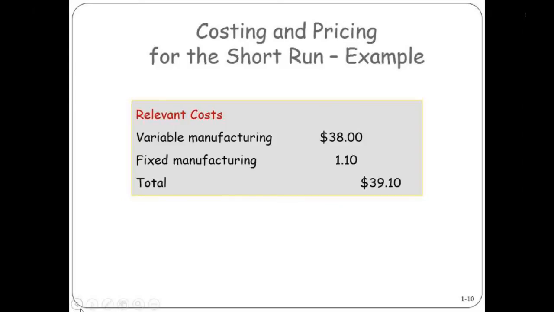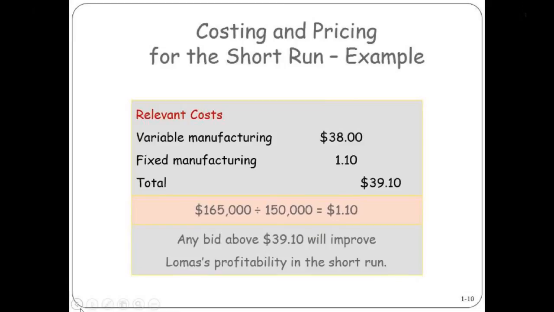So your total relevant costs are $39.10. Therefore, that doesn't tell you what your price should be, but it does tell you what your lowest price can be. You would never consider selling for less than this. It's essentially your incremental cost per unit. So anything above the $39.10 is a potential price. And then you have to look at other things.